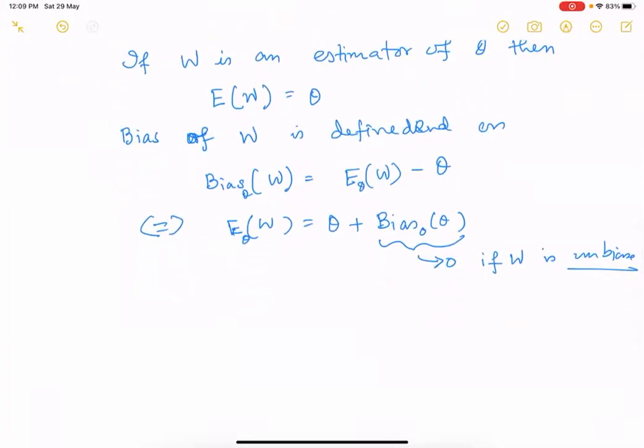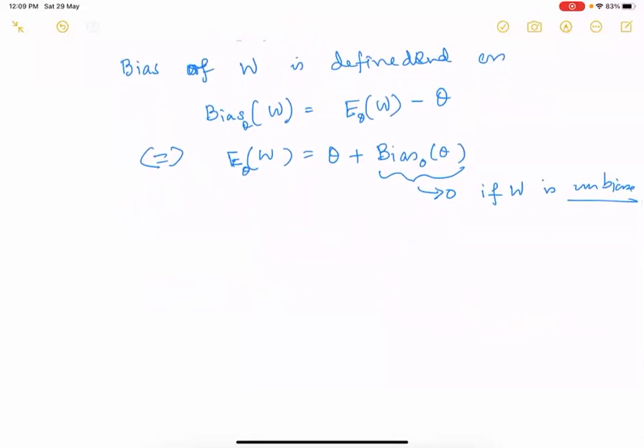Now, you can ask me, can bias be multiplicative? And the answer is yes, it can be multiplicative as well. But we will explore it a little later.